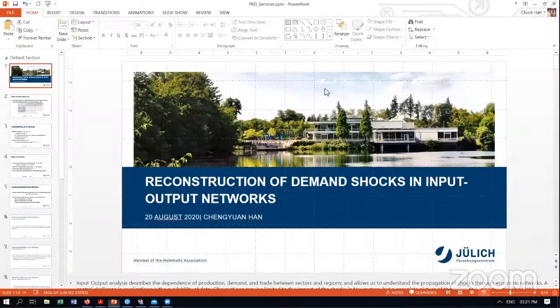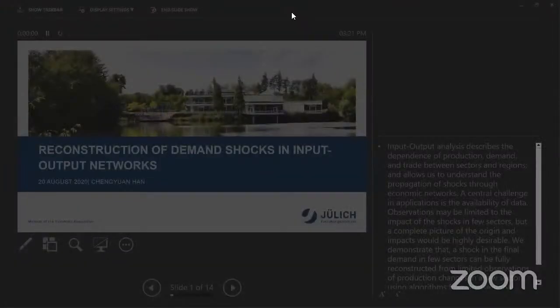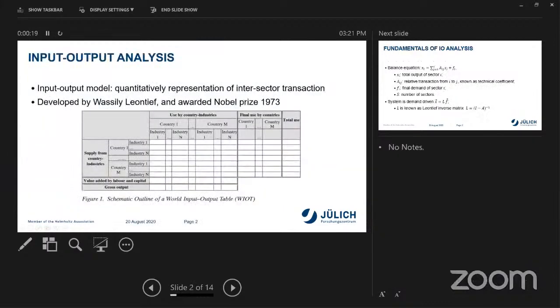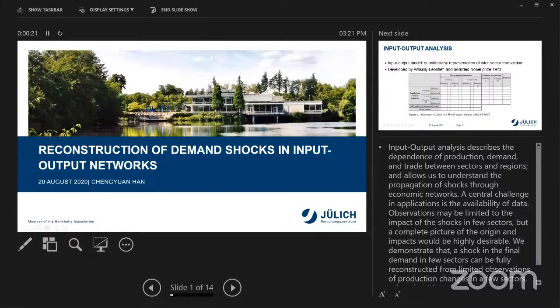works. Share. So the next talk is by Chuck Han. He is from the Institute for Theoretical Physics, University of Cologne, Germany. And his talk is about the reconstruction of demand shock in input-output networks.